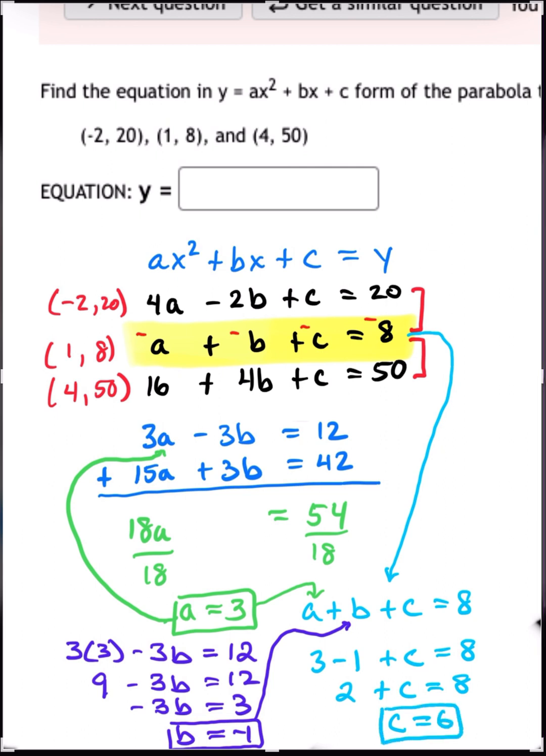Now you finally have all three letters. Once you have all three letters, you can now write the equation, substituting that original blue equation at the very top with the a, b, and c values, and you are basically done. So it should turn into 3x squared minus x, and then eventually plus 6 for my last part, and that is your final answer.